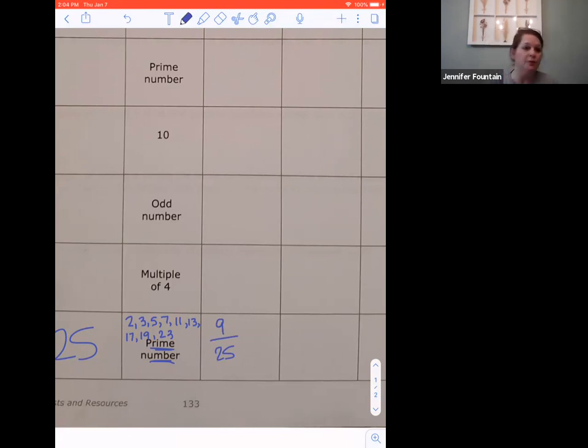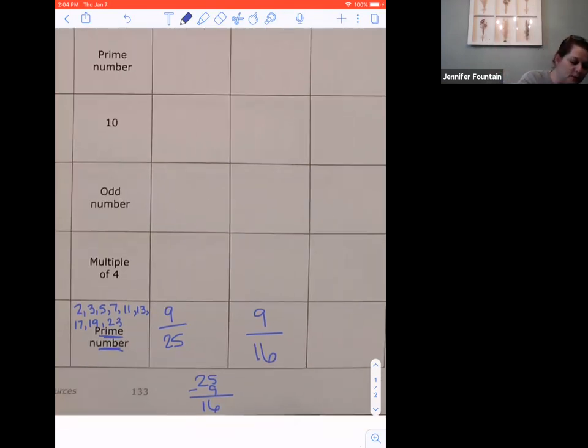That cannot be reduced because there's nothing that will divide evenly into 9 and 25. So there's my probability there. Now I've got to think about my odds in favor. Remember, I still have 9 as a possibility, but now I have to take that 9 away from my total number. So I have to subtract 25 minus 9, and that's going to give me 16. So now I have 9 to 16, or 9 over 16.